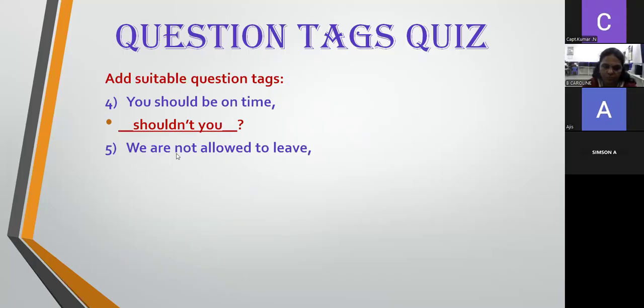We are not allowed to leave. Again, it's a positive sentence. Oh, sorry, it's a negative sentence, are not. So the tag will contain a positive verb. Are we?